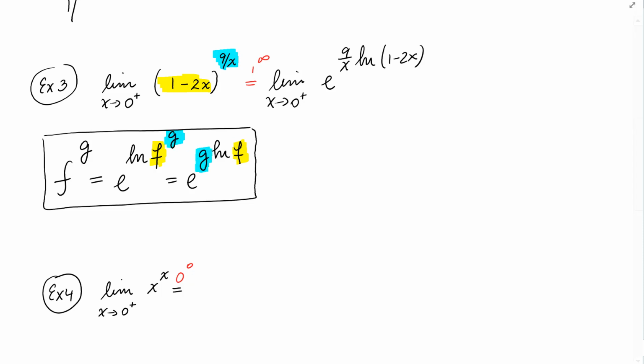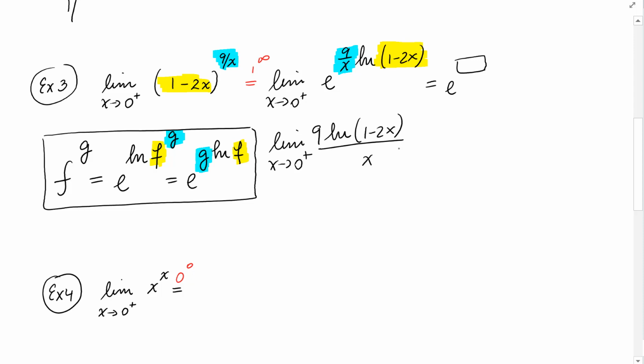So if we take a look at the, they work exactly like that. The g is the blue one and the yellow one. So now, this is going to give me e to some power. So let's calculate the power separately. Limit as x is approaching 0 plus of 9 ln of 1 minus 2x over x.